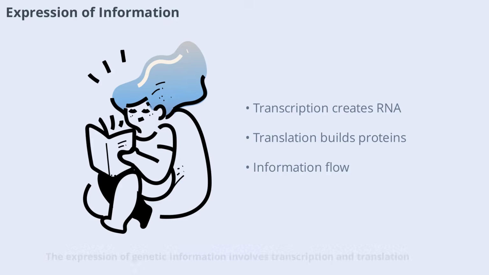The expression of genetic information involves transcription and translation. Transcription produces mRNA, tRNA, and rRNA, while translation uses these molecules to build proteins. This flow of information is the basis for cellular function and the manifestation of traits.